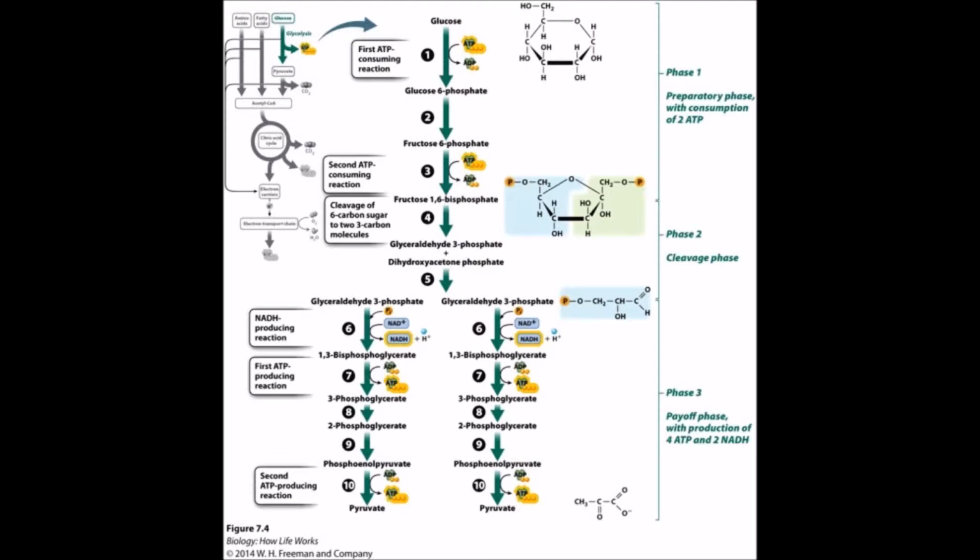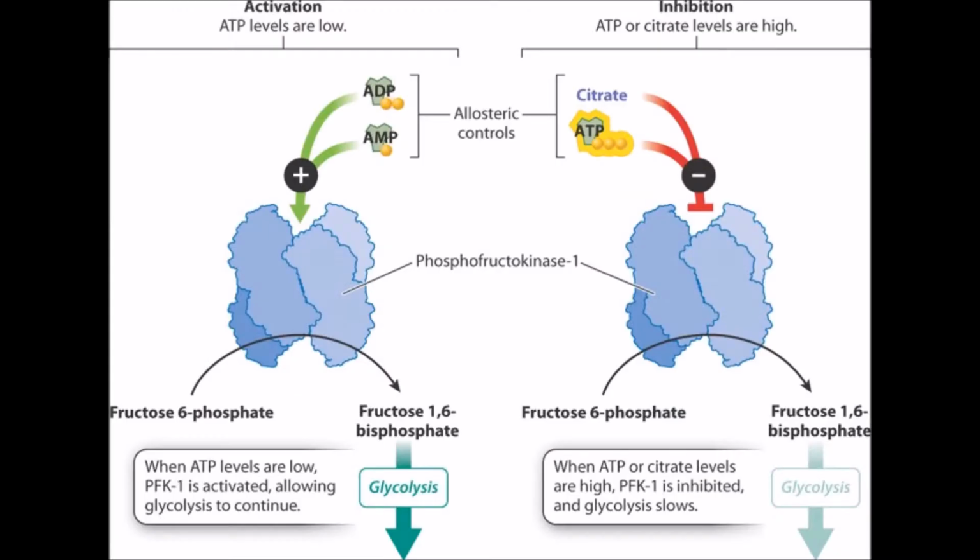Reactions 4 and 5 in glycolysis represent the second phase, the cleavage phase. The cleavage phase is the splitting of the sugar. In reaction 3, fructose 6-phosphate is converted into fructose 1,6-bisphosphate. This step requires energy and is catalyzed by an enzyme known as phosphofructokinase or PFK1. PFK1 is an enzyme that regulates the rate of glycolysis.